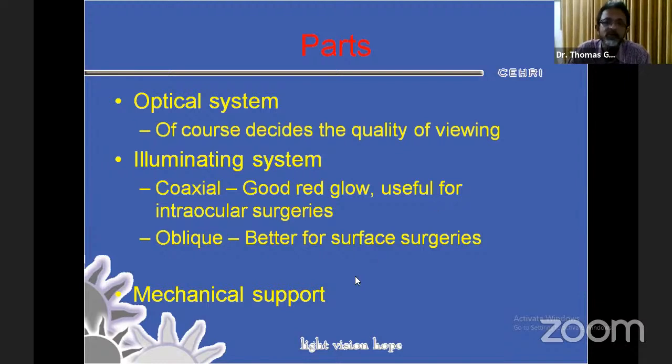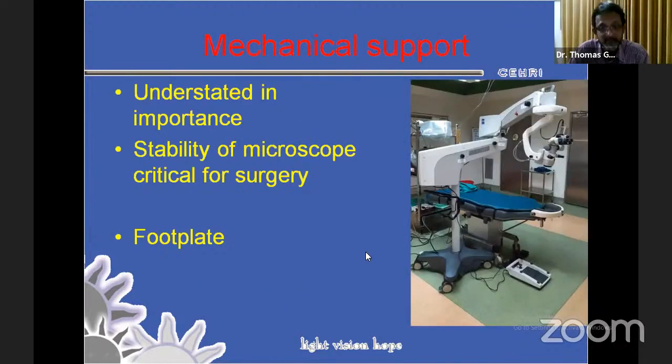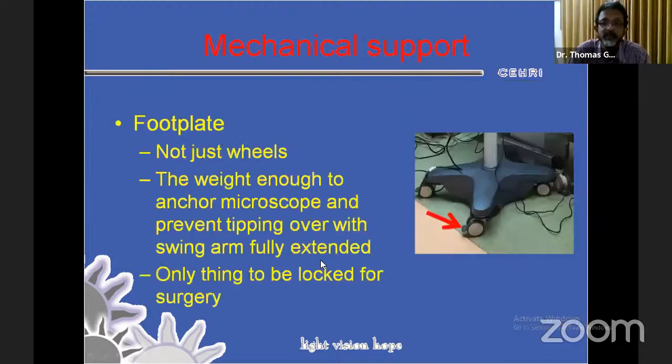The mechanical support is the one I will actually be spending time on. It is the most understated part of the microscope, and the footplate is probably the most understated in this itself. The footplate is not just a set of wheels with which you can move around the microscope. Footplate is probably the heaviest part of the microscope, and it has to be heavy enough to prevent the whole microscope tipping over with the swing arm fully extended.